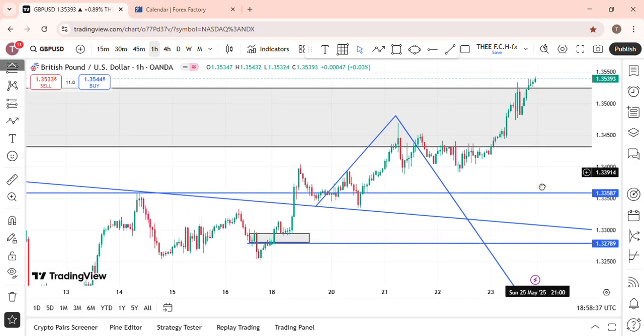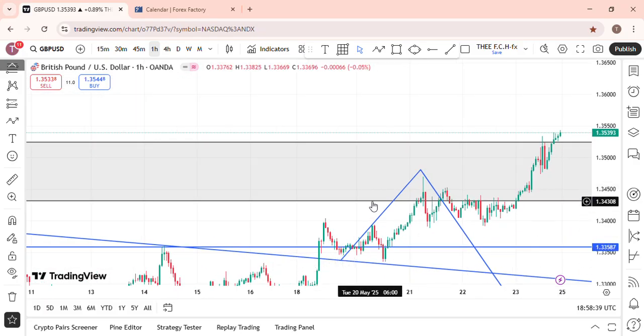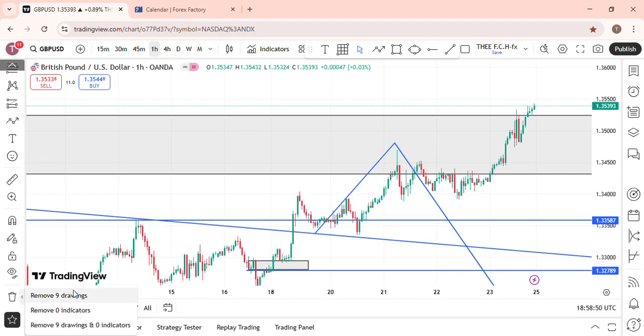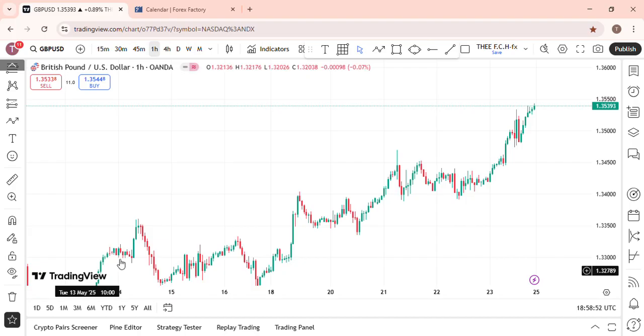Alright, for the last week we had these buys, expecting the market to come to this zone and then start selling, but the market came to the zone and broke out. So let's have a fresh analysis.